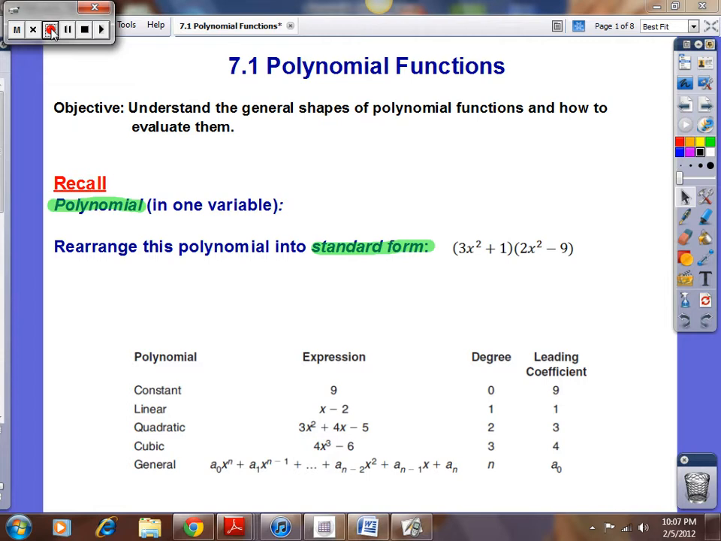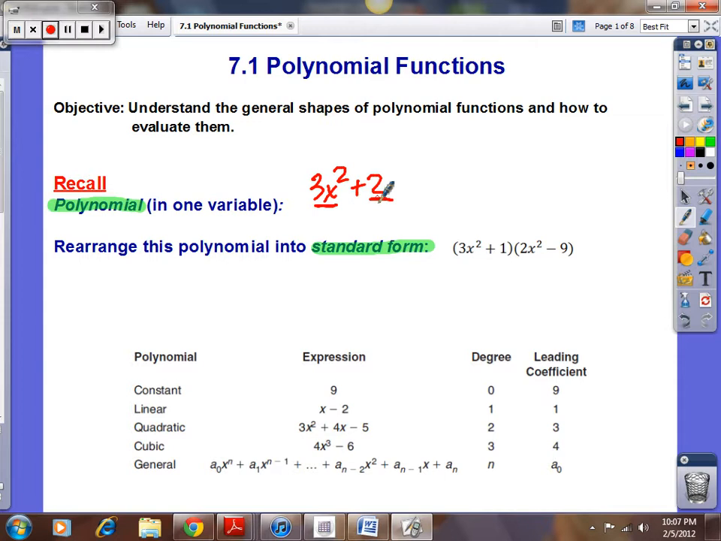Chapter 7, 7.1. If we understand the general shape of what a polynomial function looks like and then how to evaluate them, we'll call it a day. We'll be in good shape. So let's review. What is a polynomial in one variable? Here's an example: 3x squared plus 2. Remember, if there's two terms like we've got here, we call it a binomial.